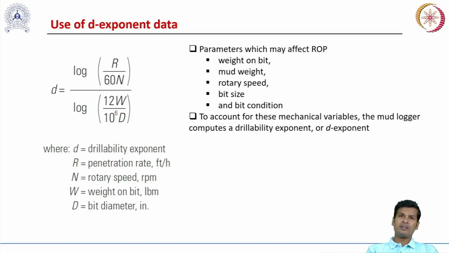So it is better to use the d-exponent data during the drilling operation to know about our drilling characteristics. Whether we are drilling at a lower rate or faster rate could be better represented in terms of d-exponent data. The d-exponent is defined as log of R divided by 60 N, divided by log of 12 W divided by 10 to the 6 multiplied by D, where R is the penetration rate, N is the rotary speed, W is the weight on bit, and D is the bit diameter. There are some other modified d-exponent data also used nowadays, which also take into account the bit wear and tear conditions.